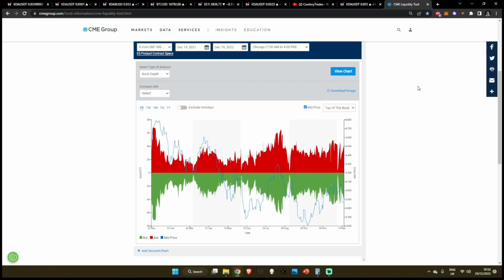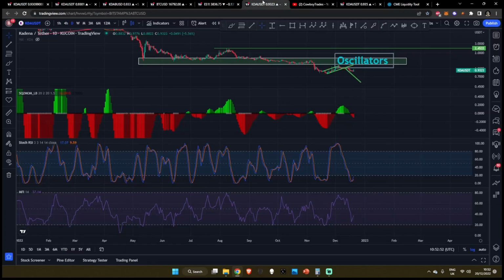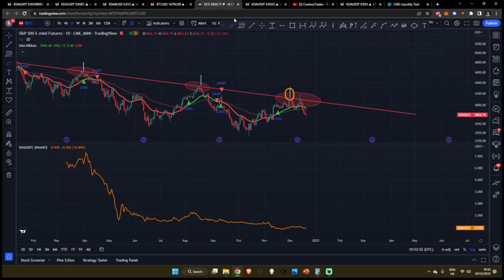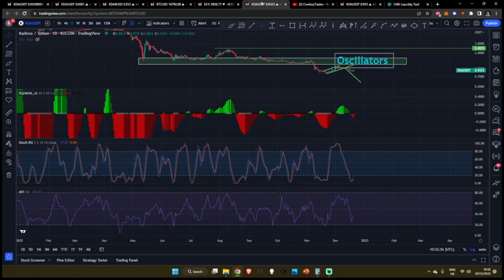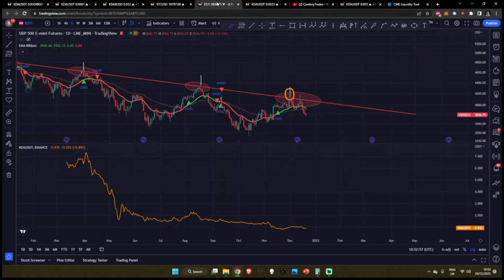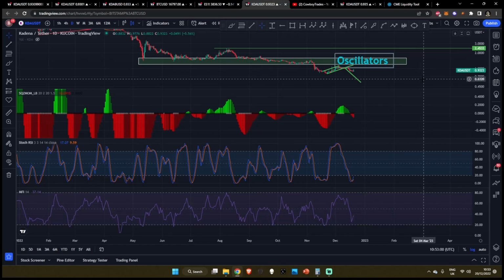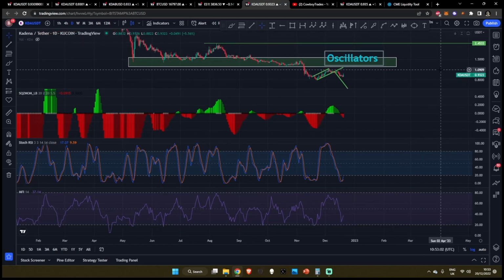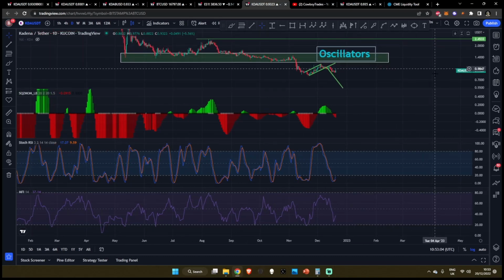So with liquidity conditions for the stock market topped out, I really don't think there's any way that KDA will be having that bounce that we did talk about in the bullish situation. Of course, I'm still leaning very bearish. Now, let's look at the oscillators. The oscillators are still mostly bearish at this moment in time.